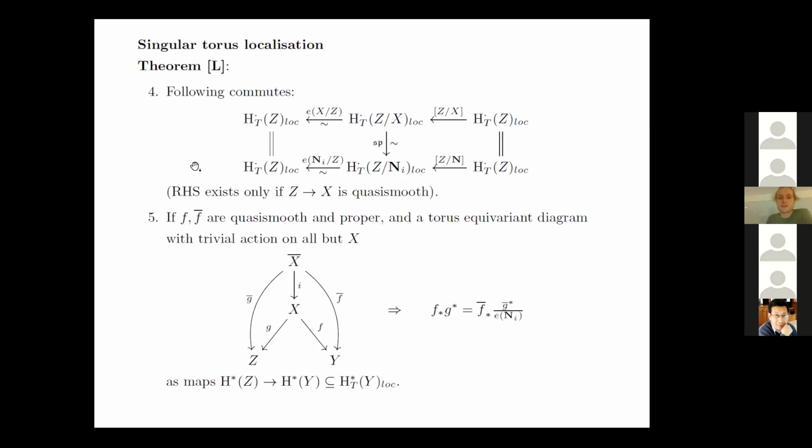And then you can use this result. This is the punchline. You can use this result to compute CoHA diagrams. So if you have a CoHA diagram, X maps to Z and Y, and you have this X bar, which is like the fixed point of a torus action, then you get that this CoHA map is related to the CoHA map on top, dividing by the Euler class.